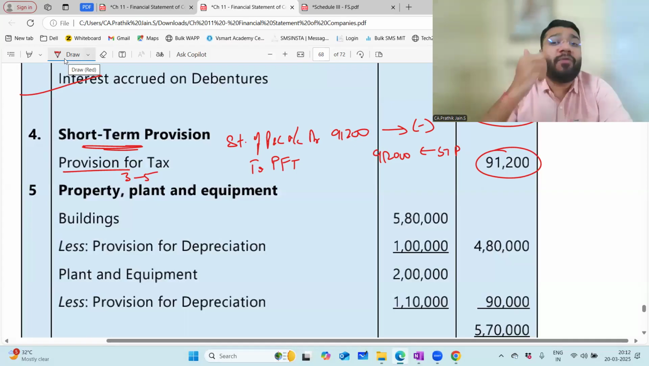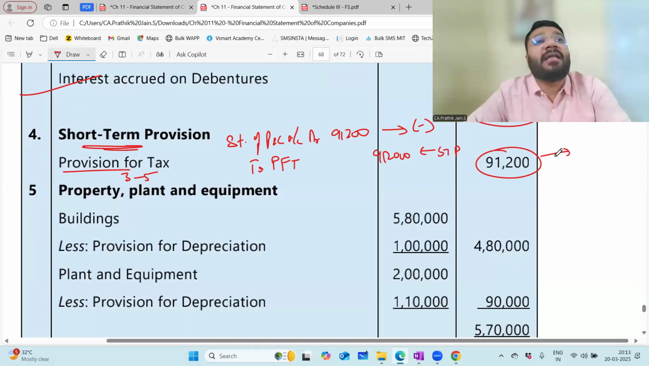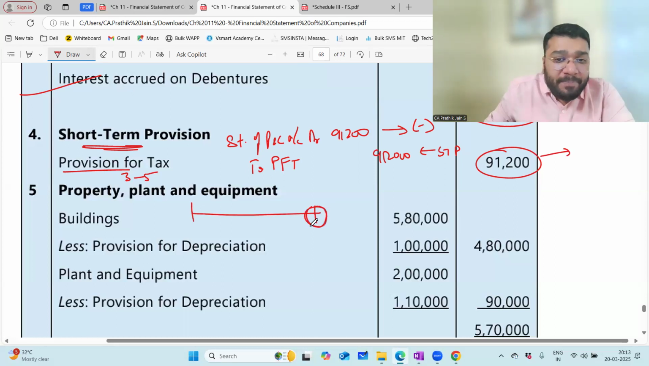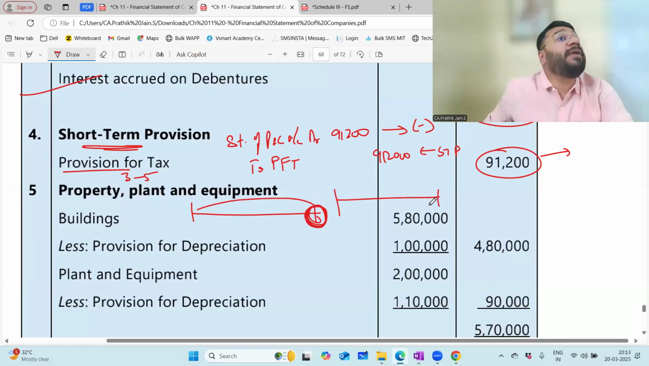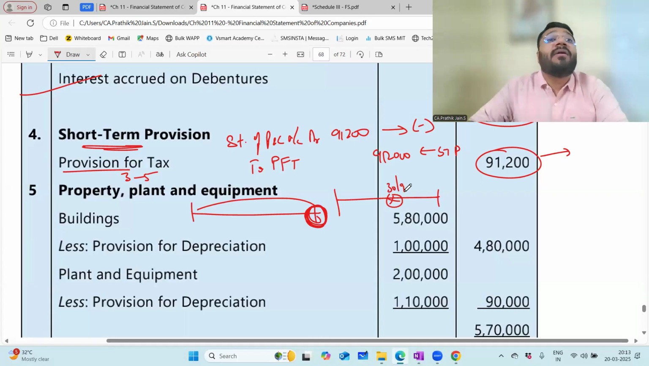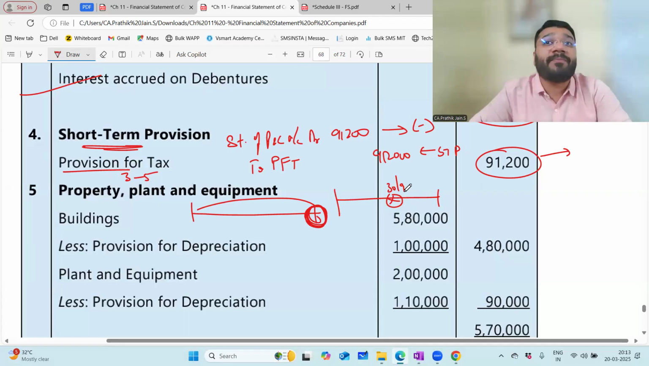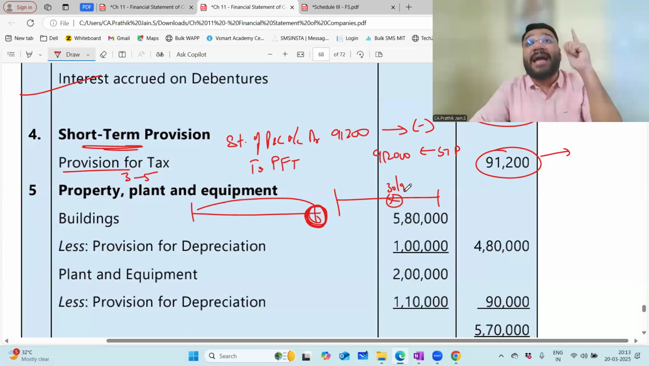What does provision for tax of 91,200 mean? You are predicting that you may have to pay this 91,200 in the future. We are preparing the balance sheet as on this date. For this financial year, when do companies file their income tax return? 30 September is the due date for filing income tax returns. Only when you file the income tax return do you know the exact final tax value.